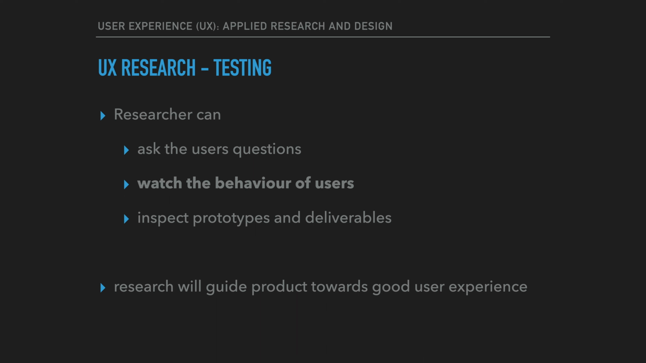Third, the researcher can inspect prototypes and other deliverables. The researcher can compare the system to guidelines and principles in an attempt to find out what rules are violated and where the system is likely to fail. The researcher can also compare the system to other systems in an attempt to figure out the strengths and weaknesses of the design. These types of research methods will assist the designer to guide the product towards a good experience.